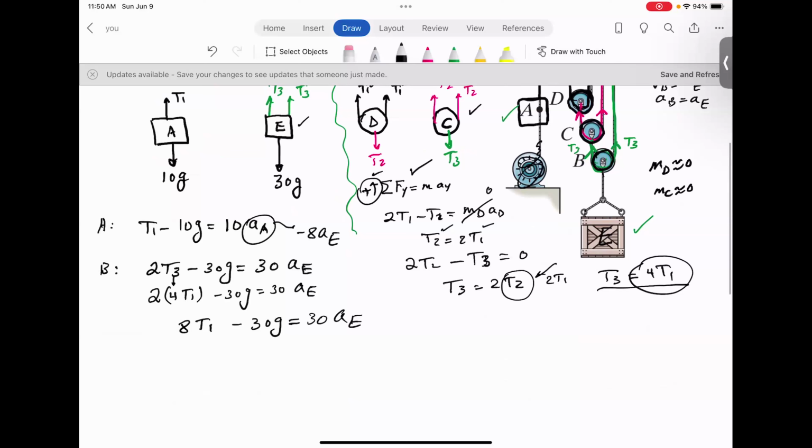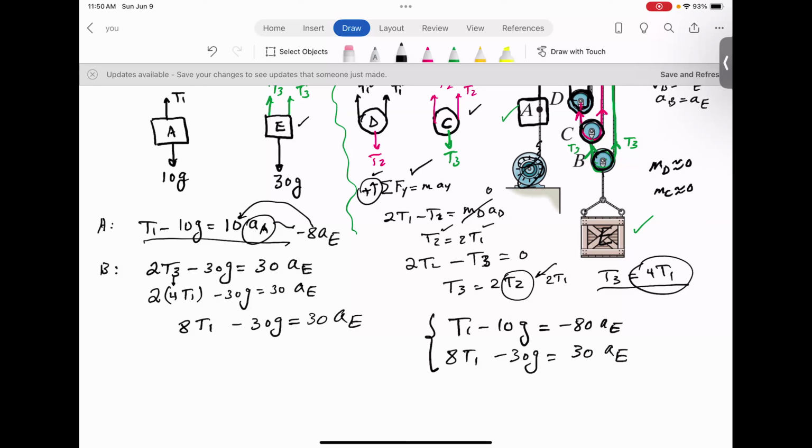So you see how I'm trying to reduce this to two equations, two unknowns. So I'll put the two equations here. Let's look at this equation: T1 minus 10G equal what? Minus 10 acceleration of A, right? Minus 8 times 10, right? And look at this equation: 8T1 minus 30G equal 30 acceleration of E. Look, two equations, two unknowns. Solve this system of equations any way you like.